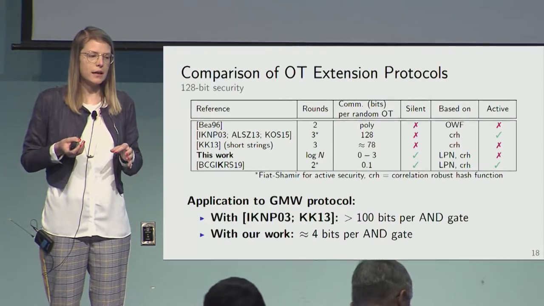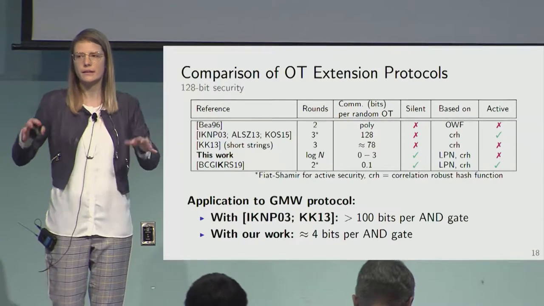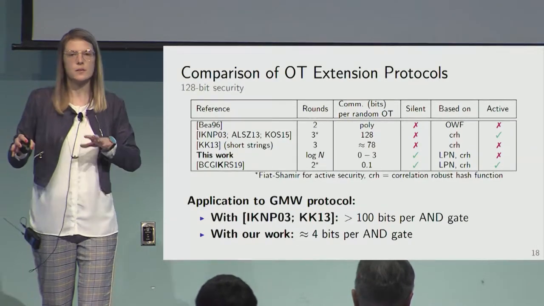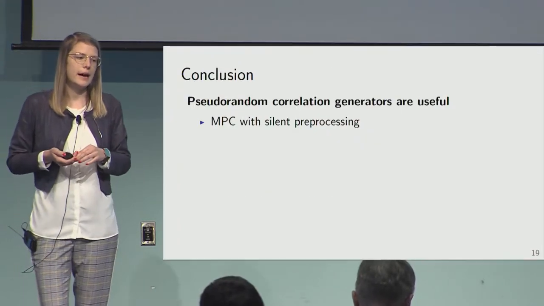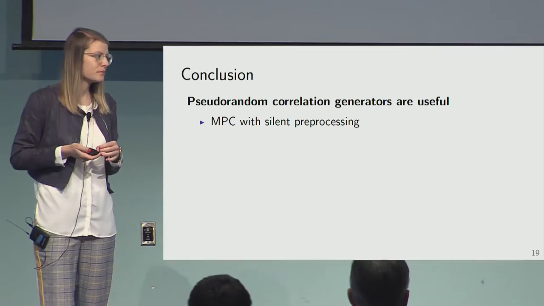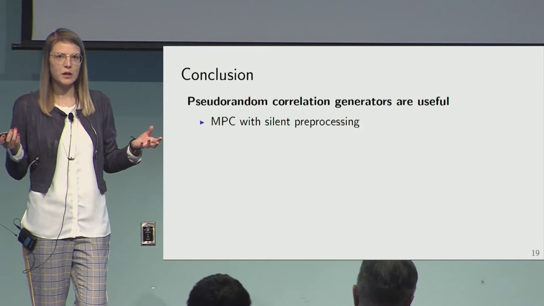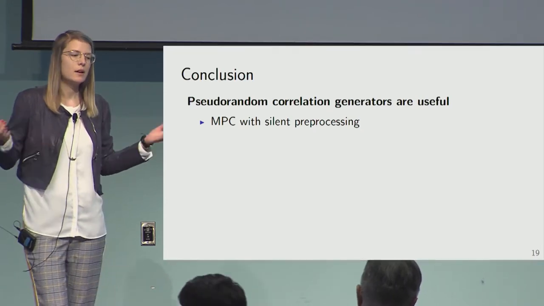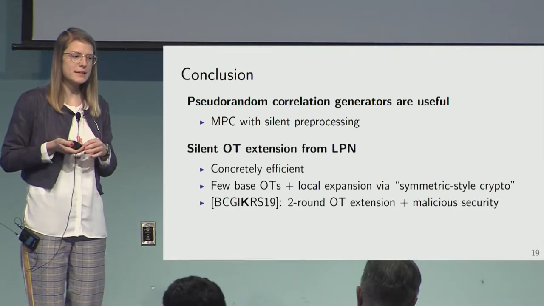So this is slower than IKNP, but over slow networks, because we have huge savings in terms of communication, we outperform IKNP. And so to conclude this talk, pseudorandom correlation generators are useful. They give secure multi-party computation with silent preprocessing.